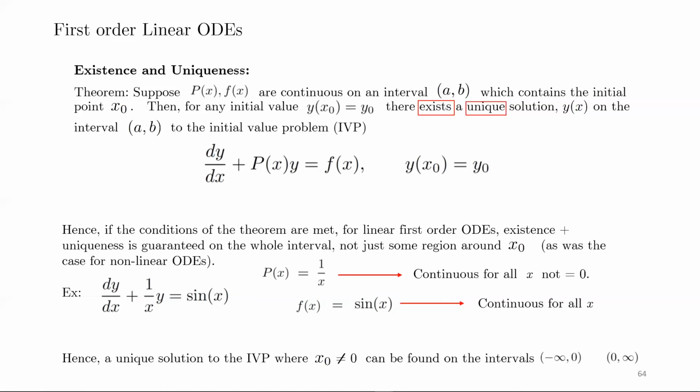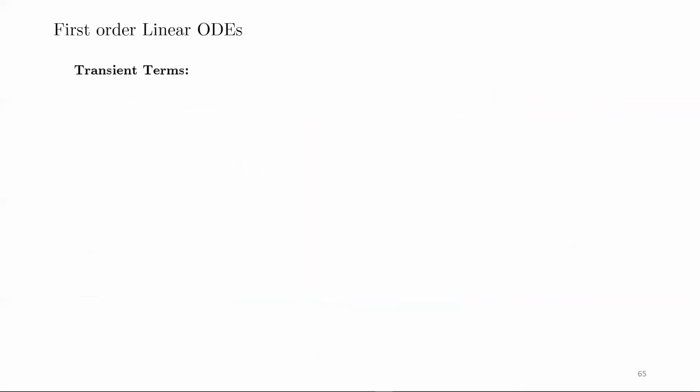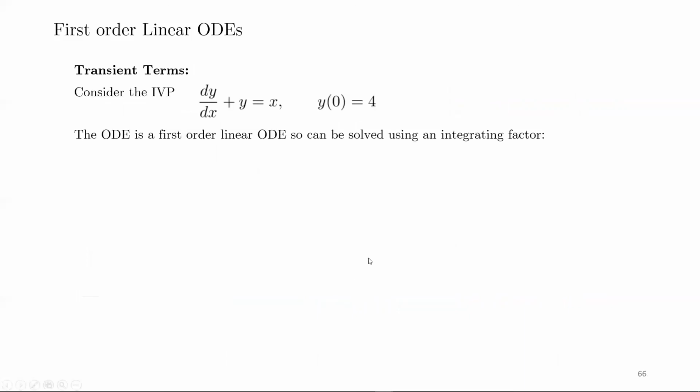Okay, so I think the existence and uniqueness theorem for first order linear ODEs is slightly tidier than for general nonlinear ODEs. So to finish up this class today, I just wanted to define one further thing, which is transient terms of first order linear ODEs. So if we consider the initial value problem dy by dx plus y equals 4, supplemented with this initial condition, when x equals 0, y equals 4.